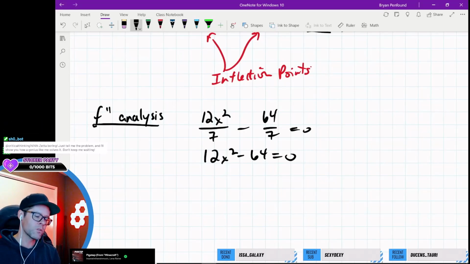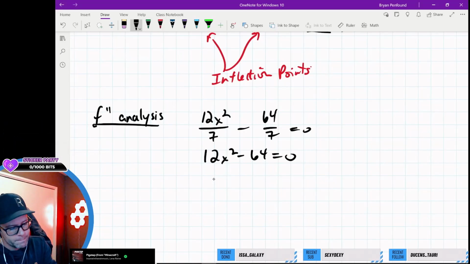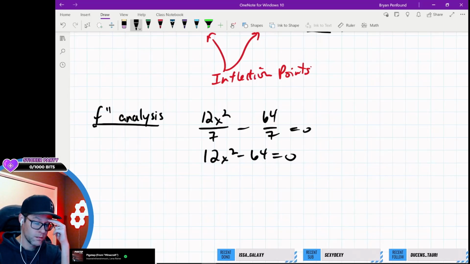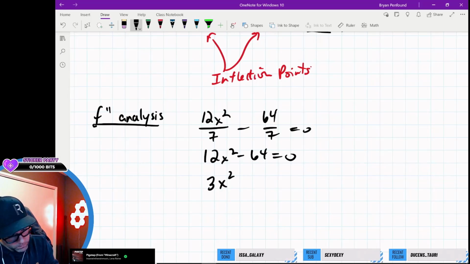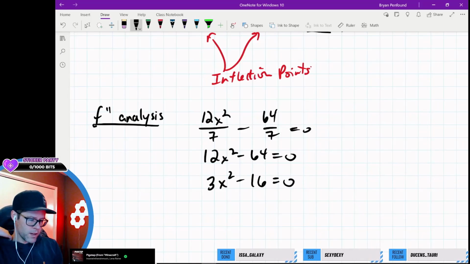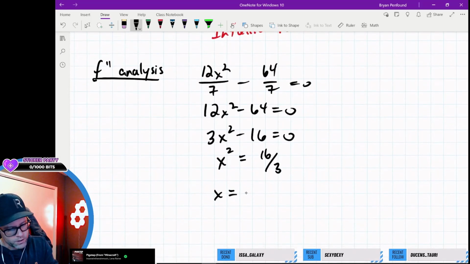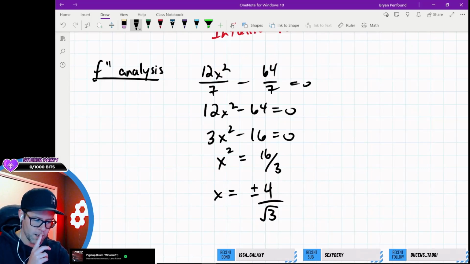Can we do some divisions? We can divide by 4. Does 64 have a factor of 3 in it? I don't think so. No, I think 64 just has 2's. So that means 3x squared minus 16 should be 0, and then we can find both of our solutions by doing something like this. We'll say x squared is equal to 16 over 3, and then we take the square root, but we're going to force both solutions because we do need both of them. So there's going to be these inflection points that happen at plus and minus 4 over root 3.